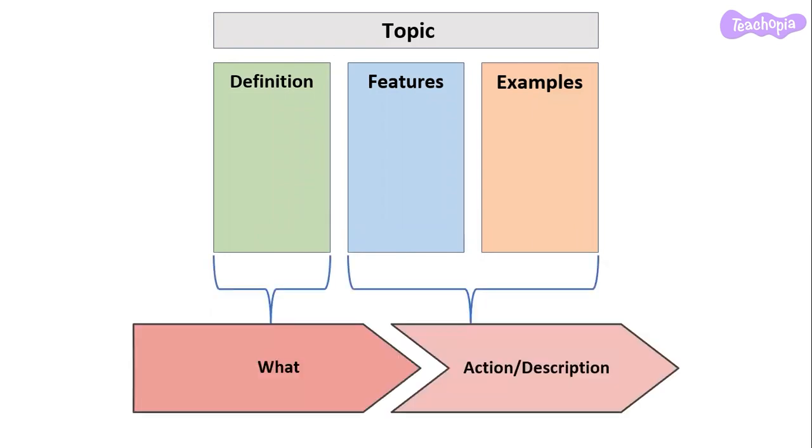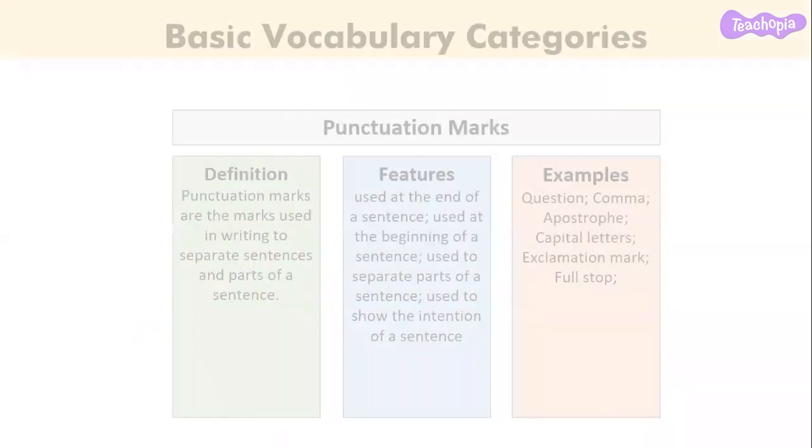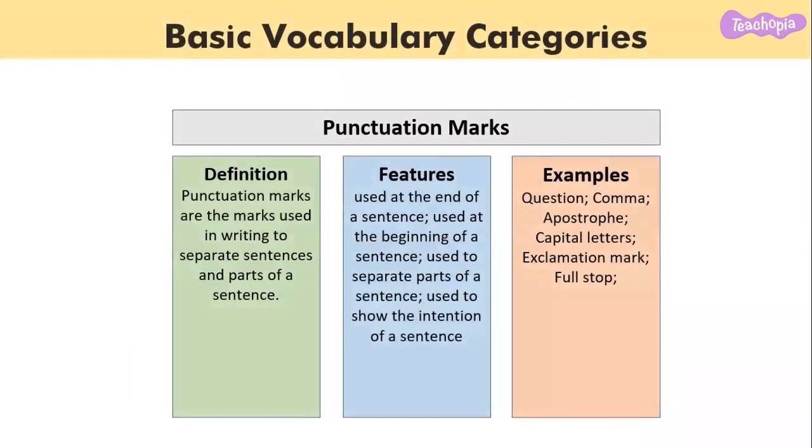Now, how do we use a vocabulary set to help us build better sentences or to enrich our sentences with vocabulary? Let's take the example of punctuation marks. Here in punctuation marks, once again, let's look at the 3 categories: definition, features, examples. Under definition, we have the statement, punctuation marks are the marks used in writing to separate sentences and parts of a sentence.